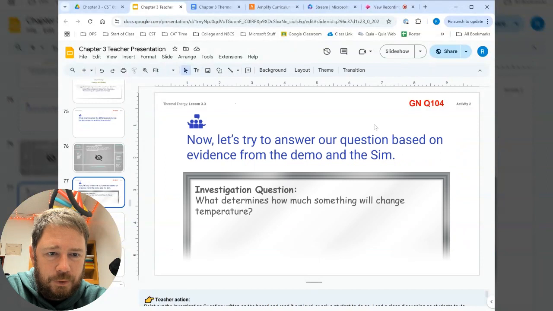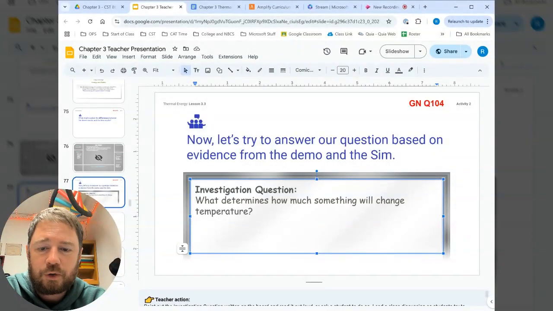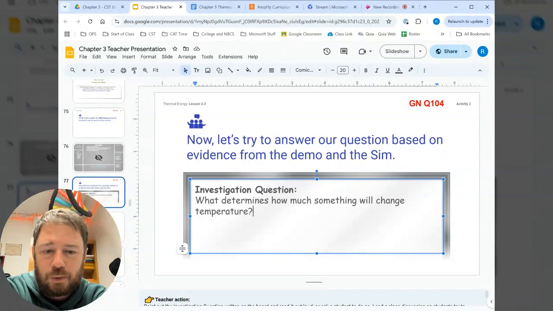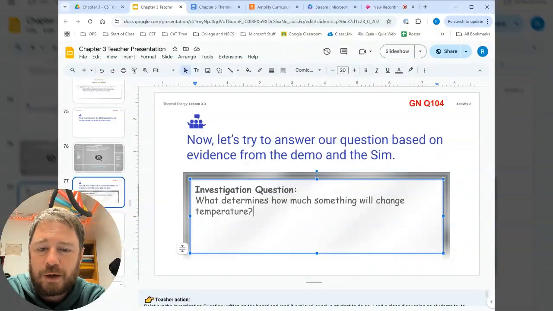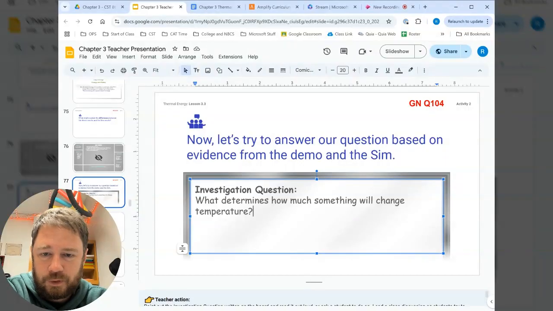All right, the last question for this video is 104. We have our investigation question. We did a couple investigations in the classroom and in the sim, so let's see if we can answer it now. Our question was, what determines how much something will change temperature by? We know things will change temperature. What determines how much, or the quantity of temperature, that's going to change? So pause, try to answer this, talk it over with a partner, see what your ideas are.